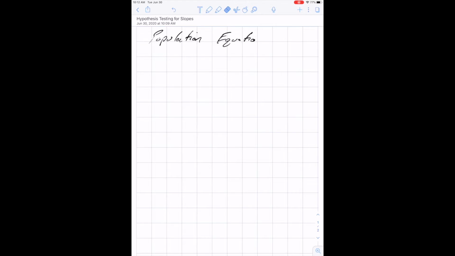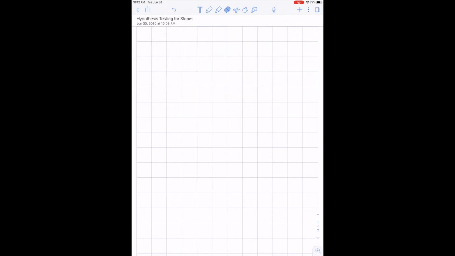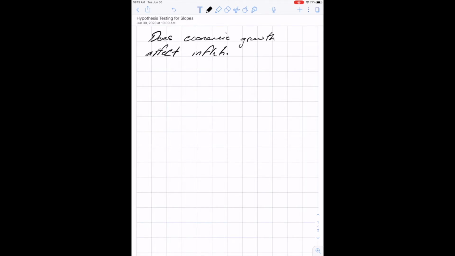Actually, no, let's start with a research question, because that's what we do in the past, and that's probably the easiest thing to start with. So let's ask, how does economic growth affect inflation? So economic growth, you guys know what that is.